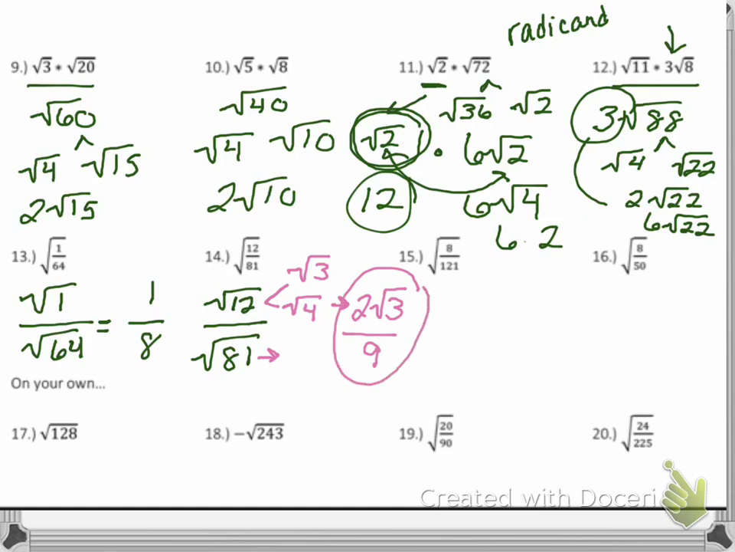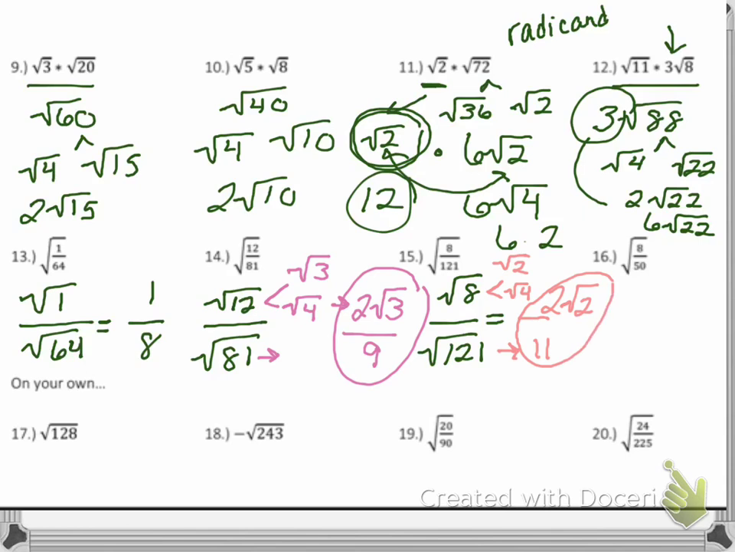For number 15, let's go back to a different color. Let's go back to green here. So I would do square root of 8 all over the square root of 121. I know the square root of 121 is 11. Square root of 8, that would break into 4 and 2. We're going to see that a lot. 4 and 2. Well, the square root of 4 is 2, and then the root 2 remaining. So there's my final answer. 2 root 2 over 11.